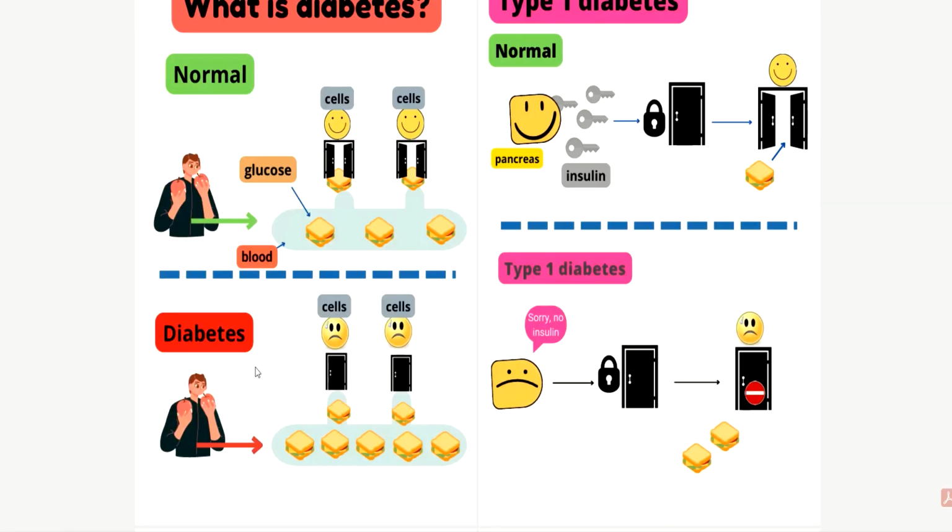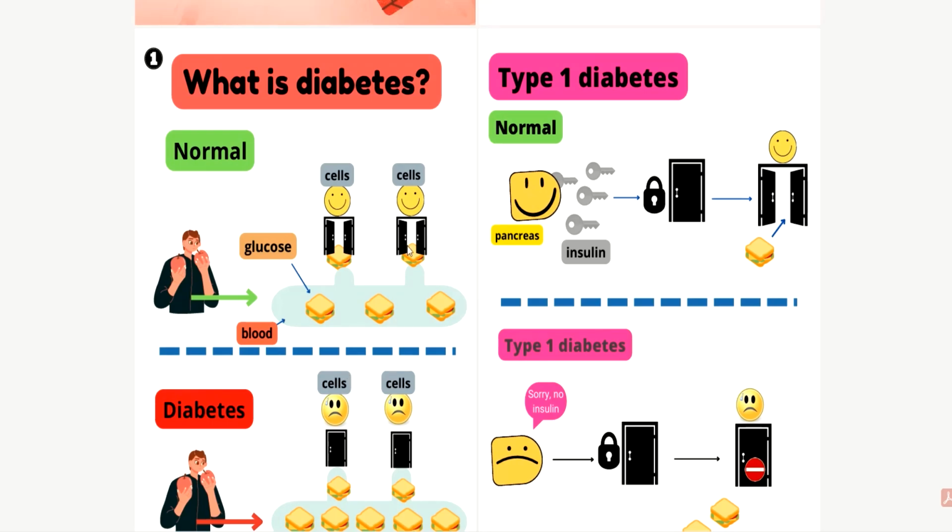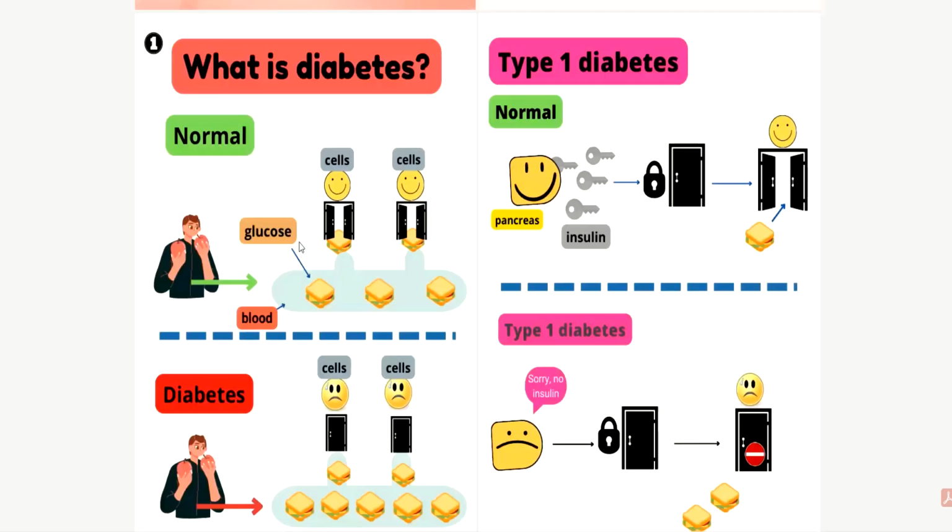For example, in a patient with diabetes, the sugar can't enter into the cells because the doors are closed. So that's how you can explain diabetes to a patient. Very, very simple. I haven't even gotten into type 1 and type 2 yet, but that's a very simple explanation of what happens.